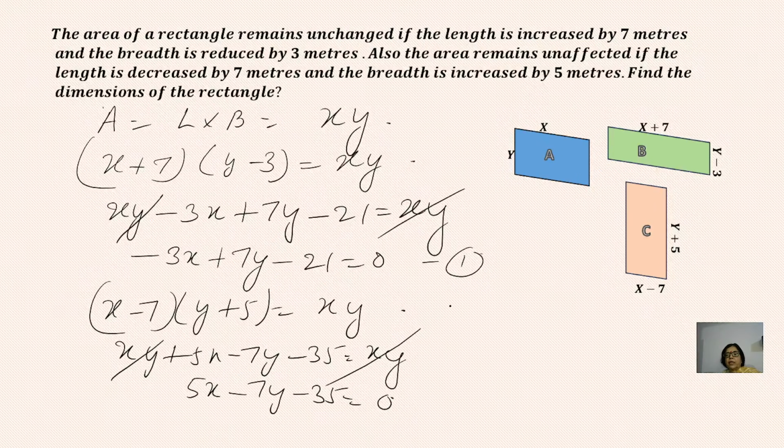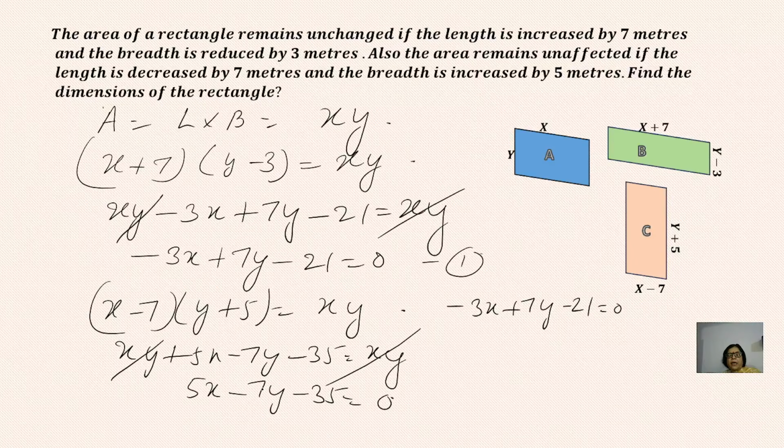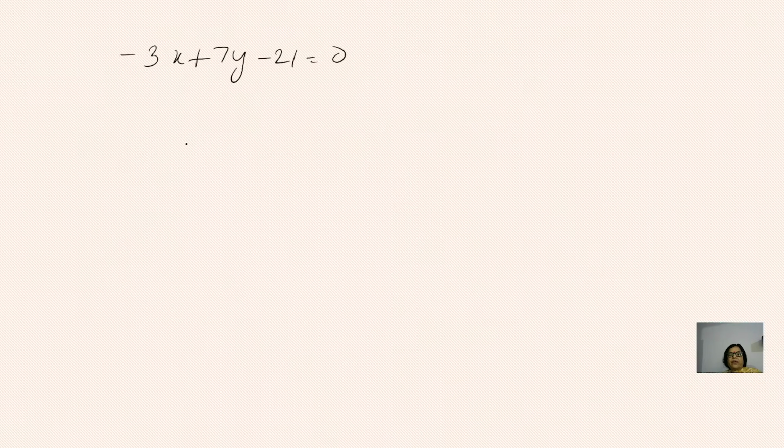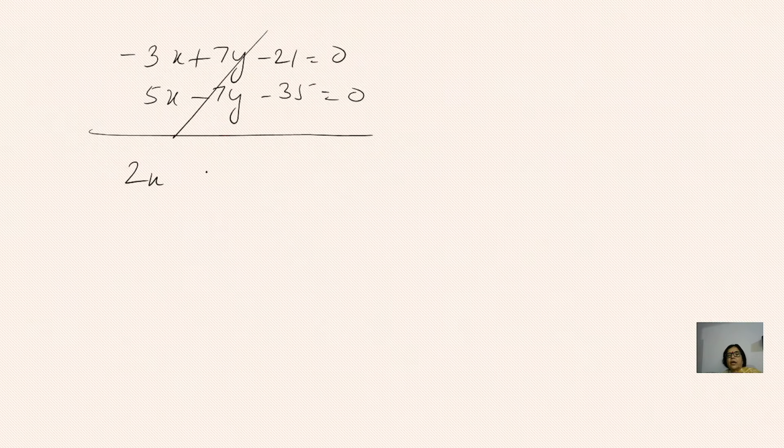So the first equation is minus 3x plus 7y minus 21 is 0. And the second equation is 5x minus 7y minus 35 is 0. Yes, it's minus 35. So we get over here, on simply adding, this gets cancelled, 2x minus 56 is 0. So x is equal to 28.